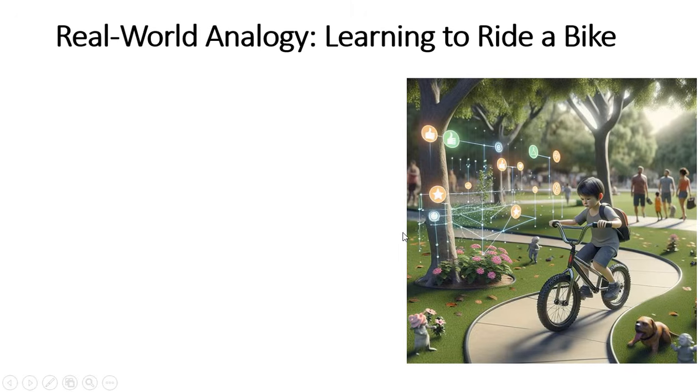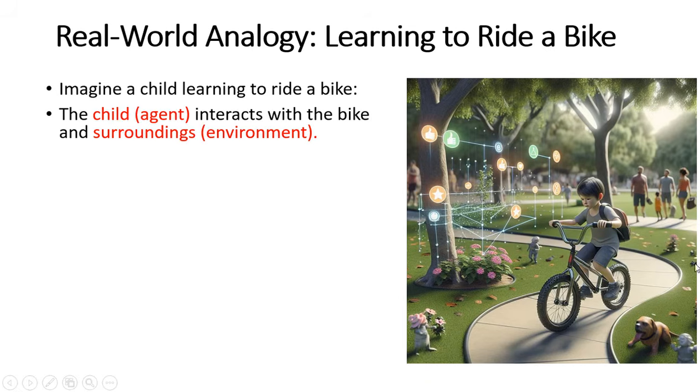So coming to a real-time scenario for understanding reinforcement learning, we can take a real-world analogy where a child is learning to ride a bike. Here the child is the agent. We have certain terms that we need to remember: agent, environment. So the child here is the agent.